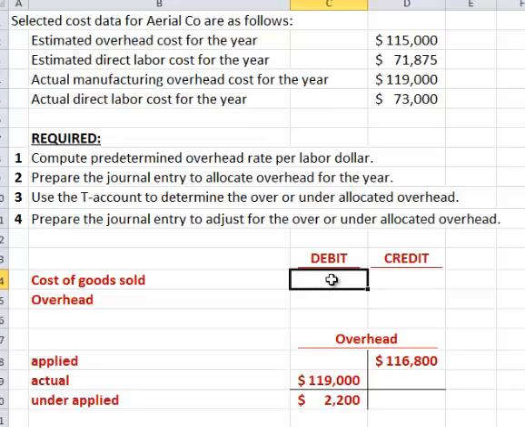So there's my journal entry. So I'm going to debit cost of goods sold for the $2,200, and I'm going to credit the overhead account, which will clear it out, zero it out, and get rid of my over and under by closing it out to cost of goods sold. So there you go.